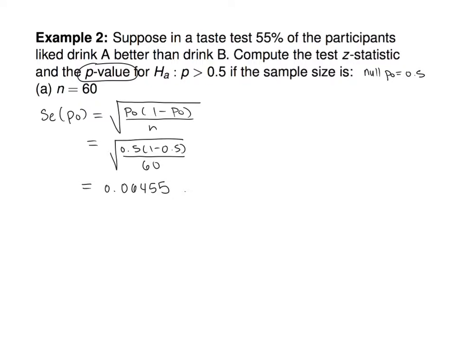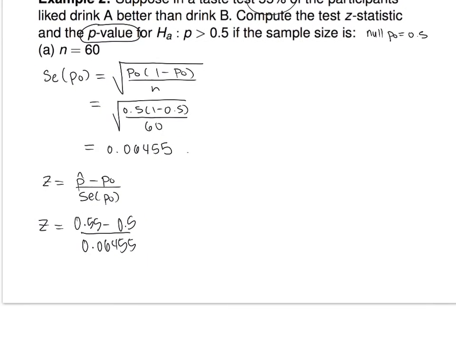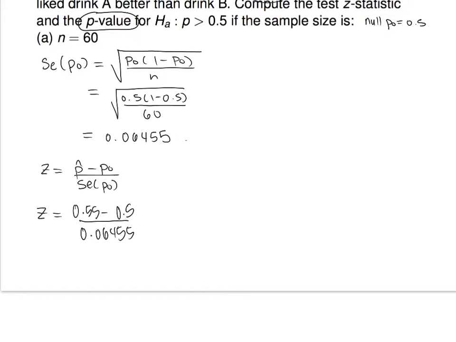Okay. And then let's find the z statistic. So z is p hat minus p naught over the standard error of p naught. What's our p hat, the proportion that we observed? 0.55. Yep, we observed that 55% of people prefer drink A. Minus our p naught, which is 0.5, over 0.06455. Were these same numbers used for one of the homework questions? Possibly. Yeah, it is. This comes out to be 0.77.